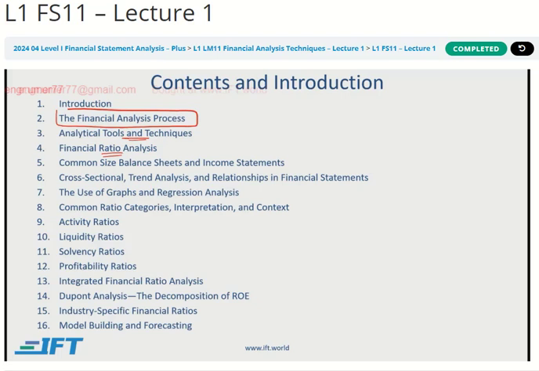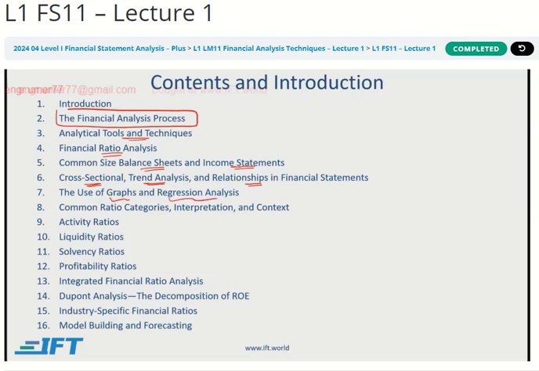A lot of this material is going to be repetition of what you've seen in all the different learning modules. For example, we saw common size analysis for both balance sheet and income statement in their respective learning modules. So we'll be looking at that again. How we use that common size for doing cross-sectional or trend analysis, and the relationship among your different financial statements. We will talk about using graphs and regression analysis.